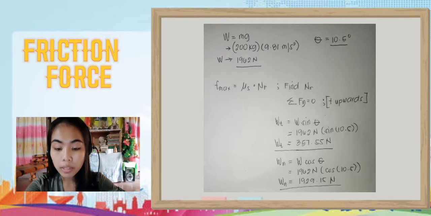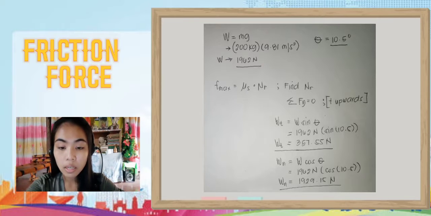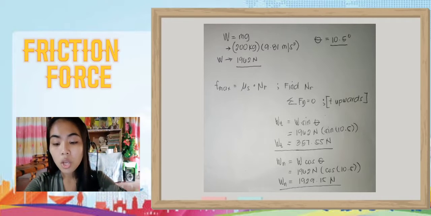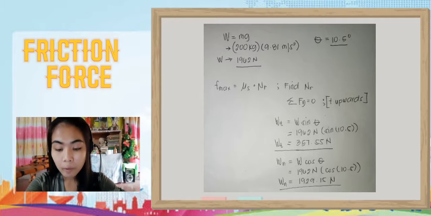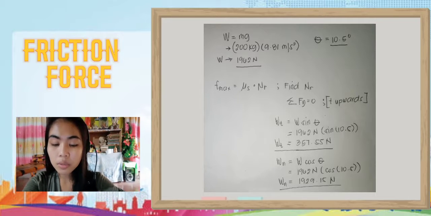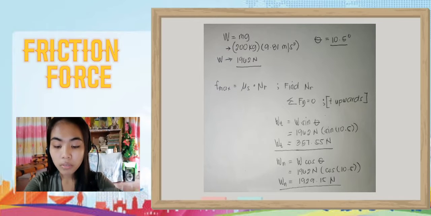In WN naman is equal to W, kasi beside lang siya ng theta natin. So, cosine siya. Cosine yung gagamitin natin. So, weight times cosine theta. So, weight is equal to 1,962 Newton times cosine 10.5. So, WN natin is equal to 1,929.15.